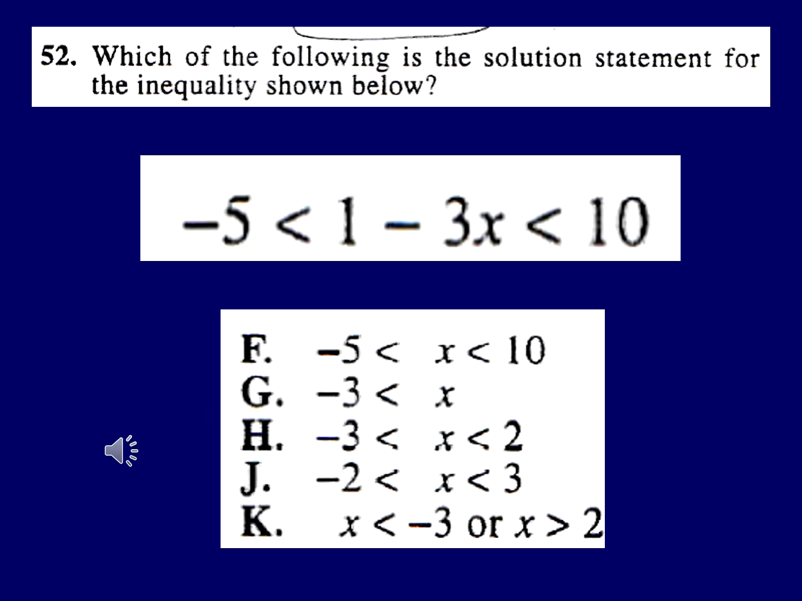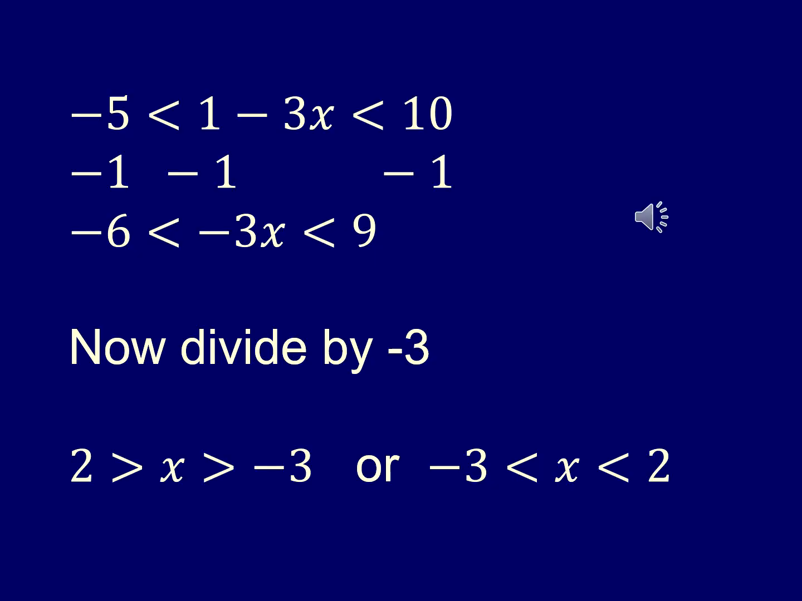Here we've got: which of the following is the solution statement for the inequality shown below? That inequality says -1 is less than 1 minus 3x, which is less than 10. And we got all kinds of different choices. We'll come back to those when we get to the answer. So what I want to do is solve an inequality that has 3 parts.